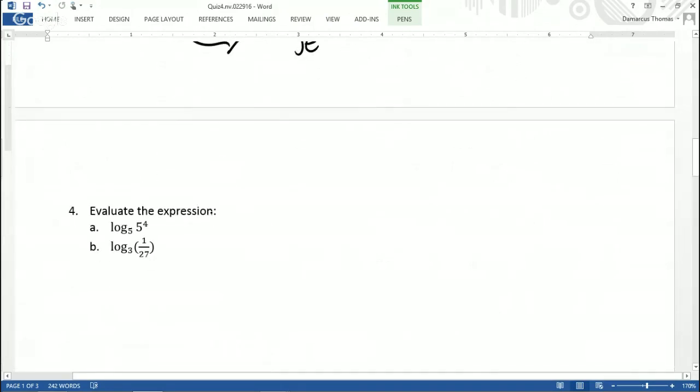It says evaluate the expression. So the key to evaluating these expressions is to rewrite them in terms of their exponential form. So we have log base 5 of, say, x is equal to base 5 to the 4th. Now, because they have the same base, we can set the powers equal to each other. And so I let the expression be equal to x. The expression is actually equal to 4.